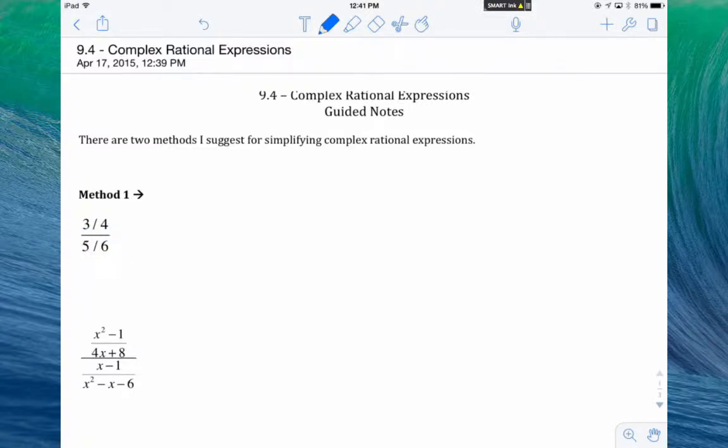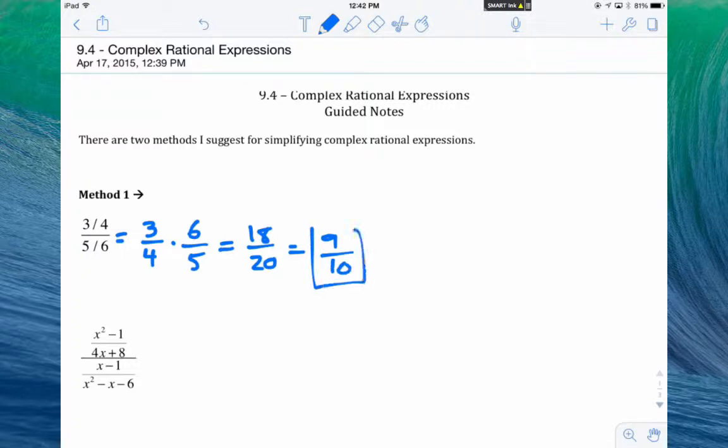And we know how to divide fractions. In this case, to simplify it, we would take 3/4, and instead of dividing by 5/6, we would multiply by its reciprocal, 6/5. And now we're dealing with a fraction multiplication problem. This is no problem at all. This is 18 over 20 or 9 over 10. So if I were to dub this method with a name, I'd call it the multiply by the reciprocal strategy, or regard it as the division strategy.